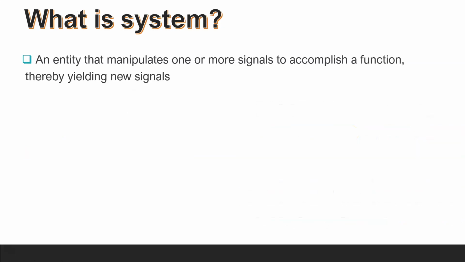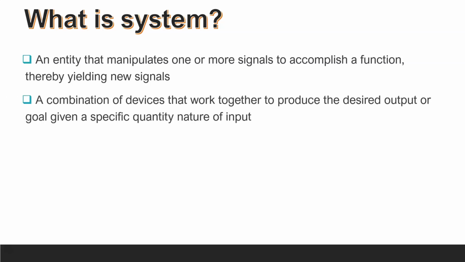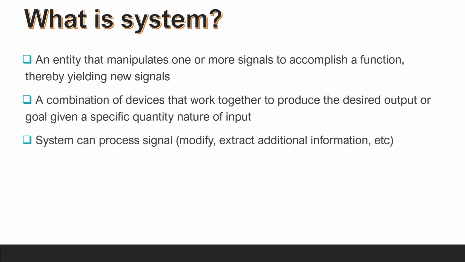Now we look at the definition of system. Some will say that a system is an entity that manipulates one or more signals to accomplish a function, thereby yielding new signals. While another definition says that a system is a combination of devices that work together to produce the desired output or goal given a specific quantity or nature of input. So a system is something that can modify a signal. It can process a signal.